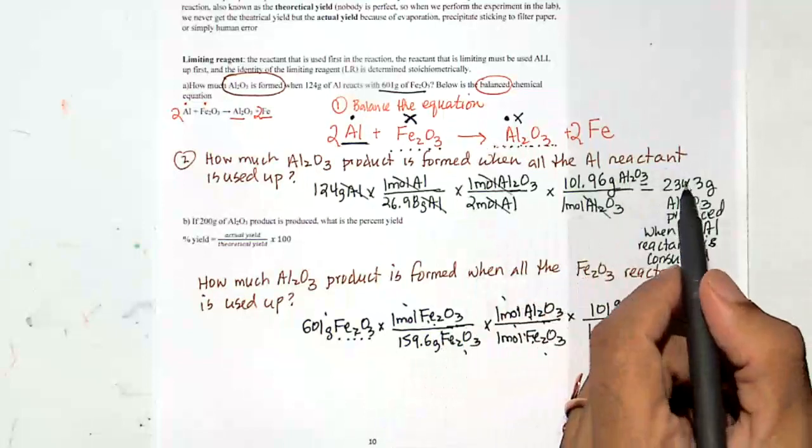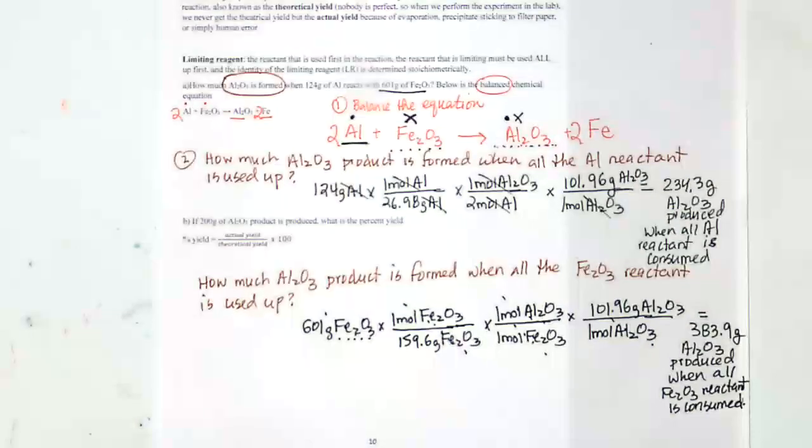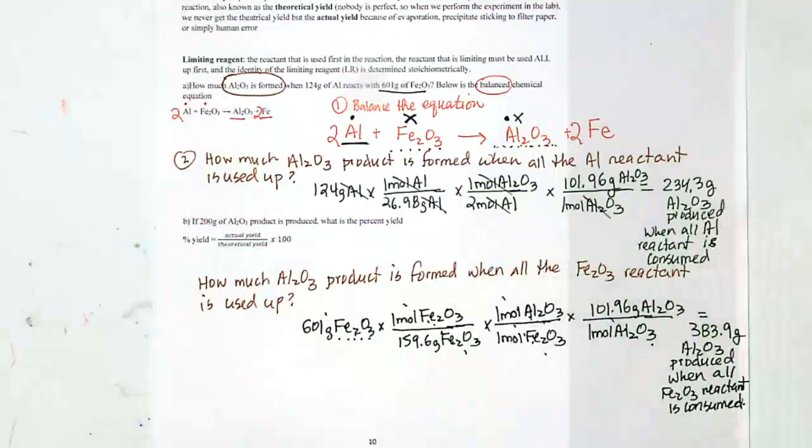Okay, so now we know how much product we produce if all of this reactant is used up. That's in the green. And then how much we produce of this when all of the Fe2O3 reactant is used up. Okay, that's in the black ink.